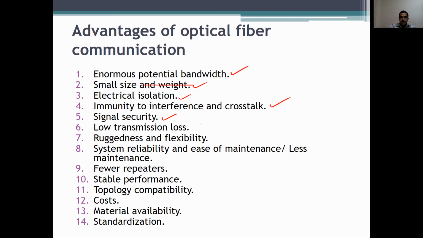Then, low transmission loss, which we have already discussed. Ruggedness and flexibility: the optical fiber is highly flexible. It's also reliable. We also need fewer repeaters. What do we mean by repeaters?